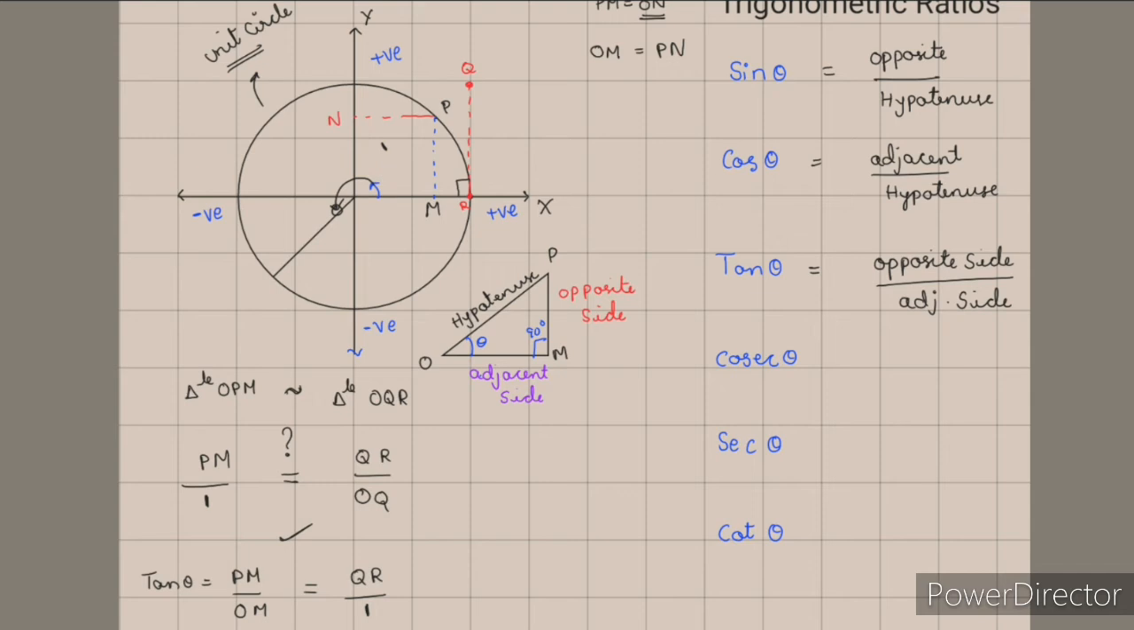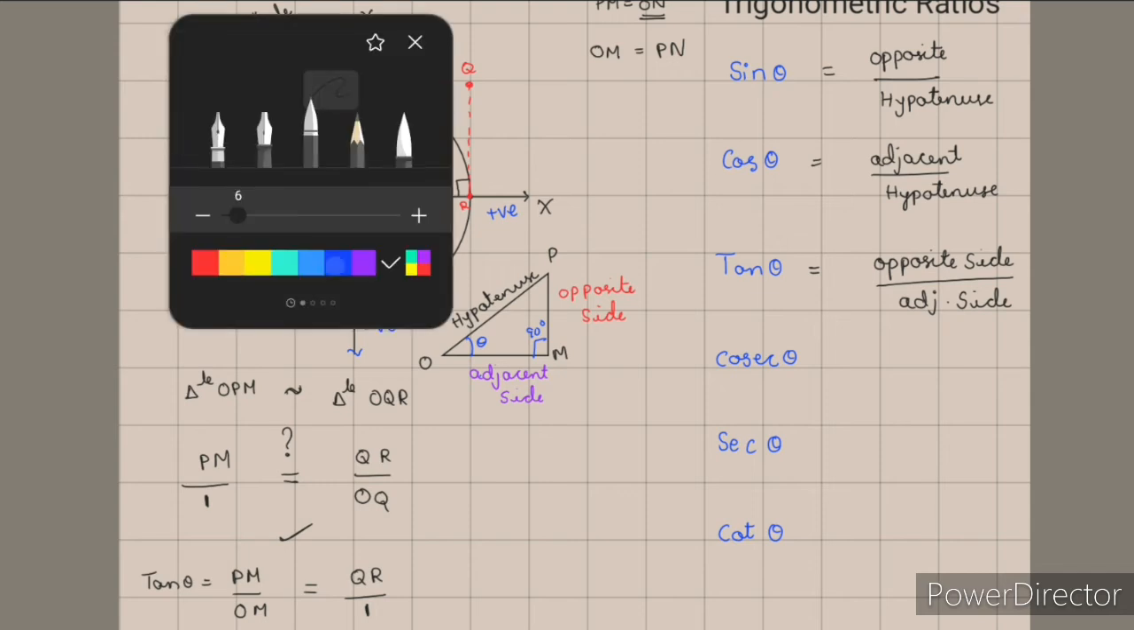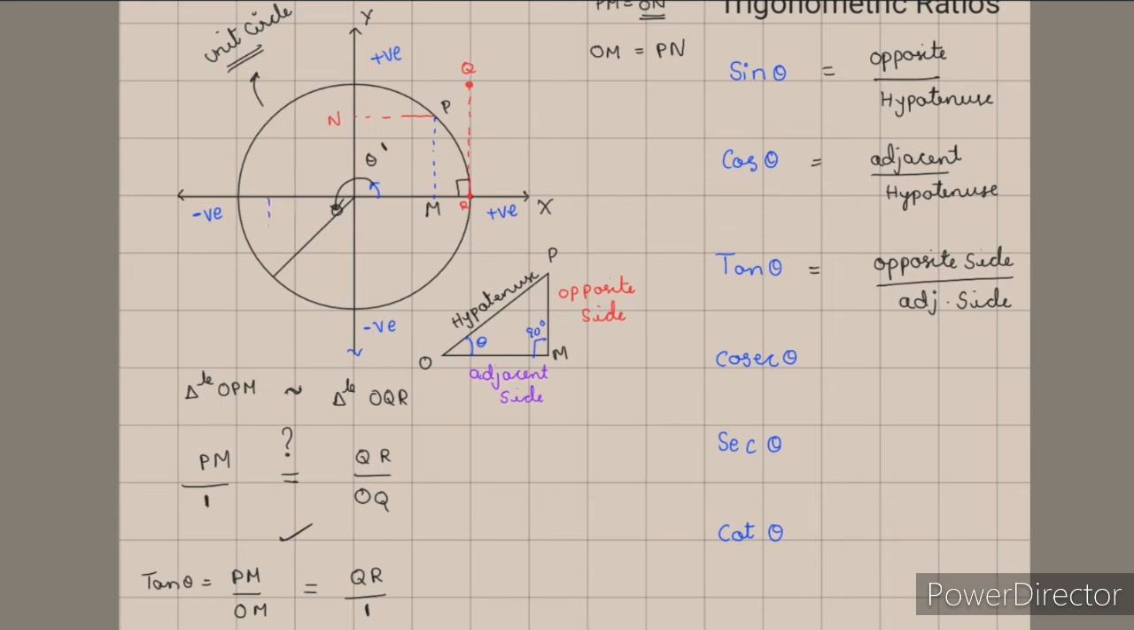In the third quadrant, if you observe, what will be the tan theta? Opposite side by adjacent side. Opposite side is negative because it is below the x-axis. Adjacent side is negative because it is the left hand side of y-axis. So the ratio of two negative numbers is positive. So tan theta will be positive in both the first quadrant and the third quadrant, whereas tan theta will be negative in the second quadrant and the fourth quadrant.